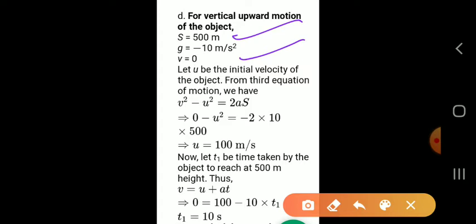Here let U be the initial velocity of the object. From the third equation of motion we have V square minus U square equal to 2AS. So 0 minus U square will be equal to minus 2 into 10, where 10 is g here, into 500 we get here.